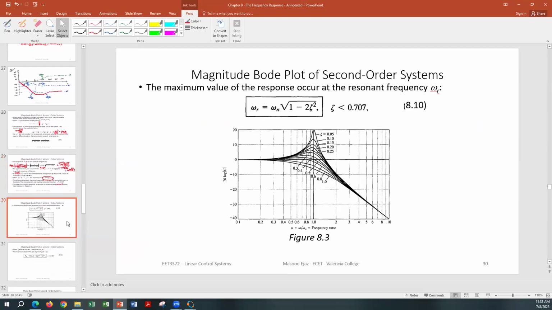Now, without going into derivation, the resonant frequency at which the peak value of the curve occurs is given by omega r equals omega n times the square root of 1 minus 2 zeta squared. And that's why you see that zeta is less than 0.7071. When zeta is 0.7071, which is 1 over square root of 2, then omega r is going to become 0. If zeta is 0, then omega r and omega n become equal. So the resonant frequency and natural resonant frequency become equal to each other.